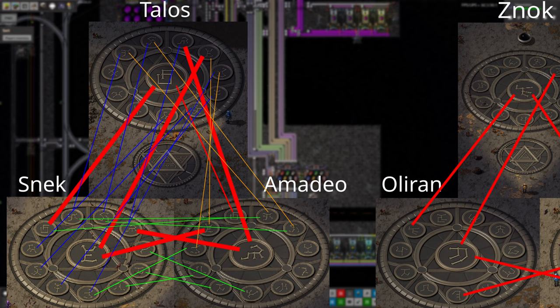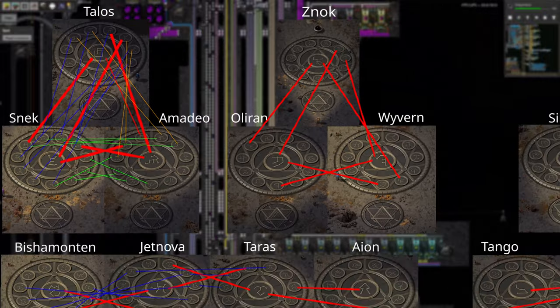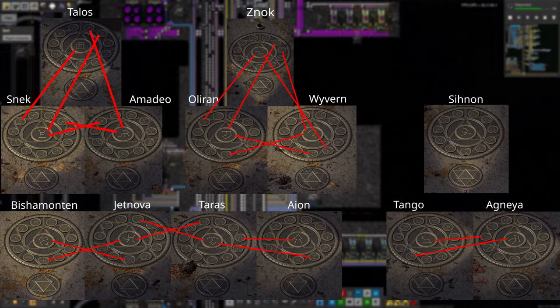But anyway, the idea is that they're all together in a shape, a little bit of a cluster. And I think once we've found all of them, we'll be able to build a sphere out of all of them, and then go, okay, lovely, now what do we do with this? I don't really know where we're going to go with this, but I have a feeling that they are at least starting to come together. We can see that we've found a few little chunks of this sphere. We've got the Talos Snek Amadeo one, the Znok Oliran Wyvern one, and the Bishamonten Jet Nova Terras Ion strip that's going around it somewhere.